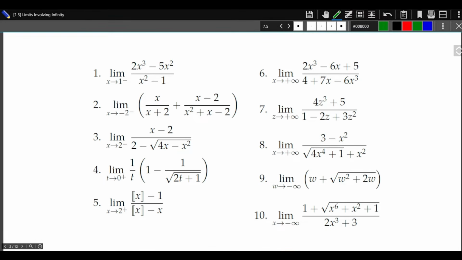So we will be evaluating the following limits. I encourage you to try answering them first on your own before continuing with the discussion.